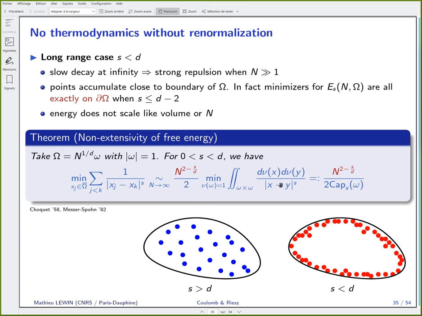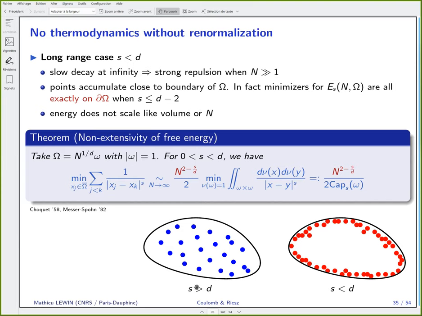And now, if s is very small, actually the optimal measure will be supported on the boundary. One can relate the shape, not of the optimal omega, but the optimal mu. So the optimal equilibrium measure, as it's called, the optimal mu will live on the boundary for Coulomb, for instance. It will not live on the boundary when s is bigger than d minus two, but it will always live on the boundary when s is less or equal than d minus two. And this has actually the effect that the points will all escape to the boundary.